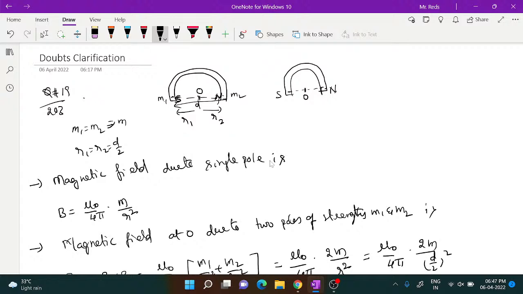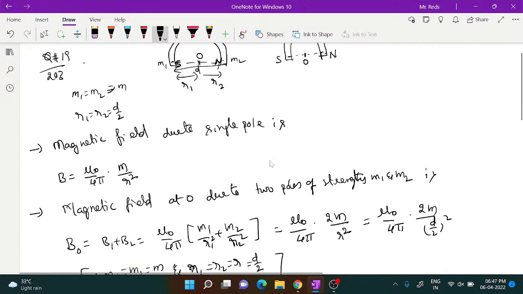Magnetic field due to a single pole is μ0 by 4π, m by r square. Let us say if its pole strength is m1 and its distance is r1, then it is μ0 by 4π, m1 by r1 square. Due to the second pole, it is μ0 by 4π, m2 by r2 square. But usually pole strengths will be equal, and this radius is nothing but d by 2.